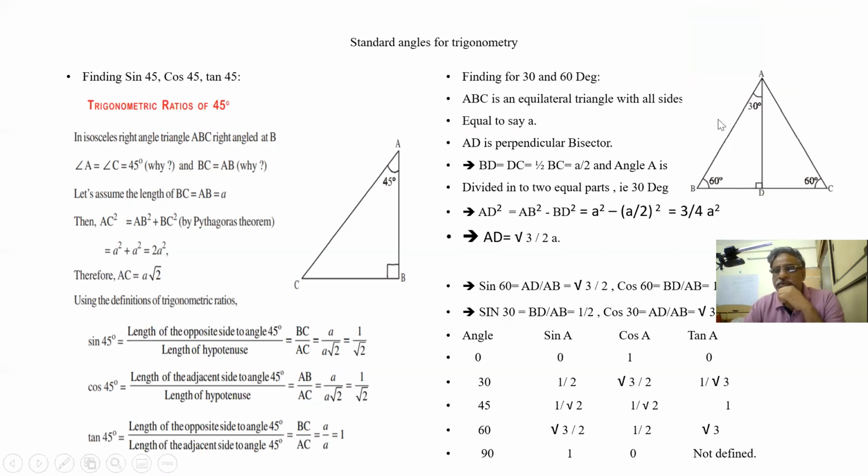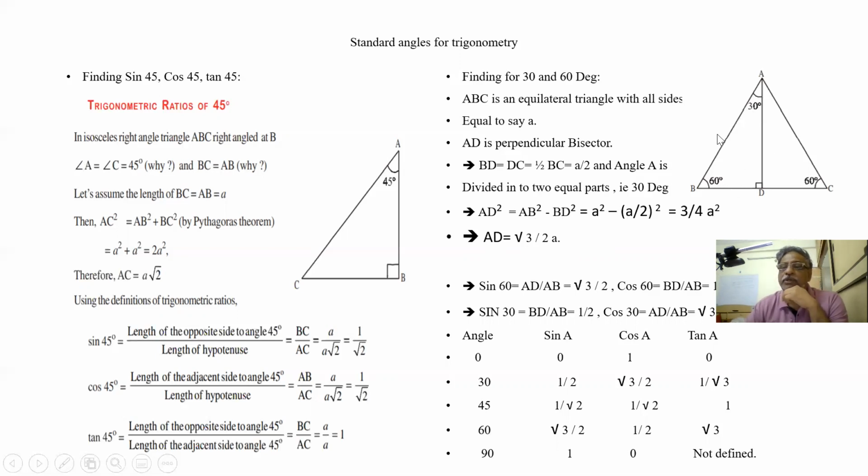c square minus a square is equal to b square. So AD square is equal to AB square minus BD square. AB square is a square, minus a square by 4, so it is 3 by 4 a square. When you square root it, root 3 by 2. This distance is root 3 by 2 a. So this is a by 2, this is root 3 by 2 a.